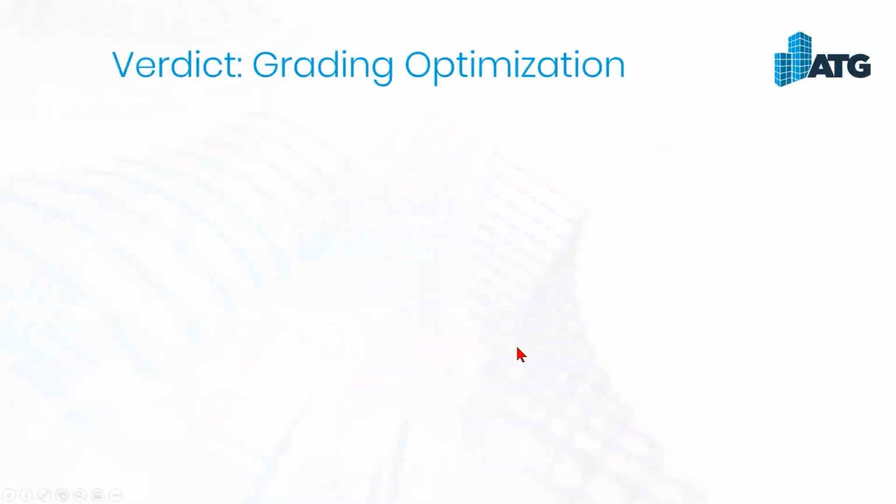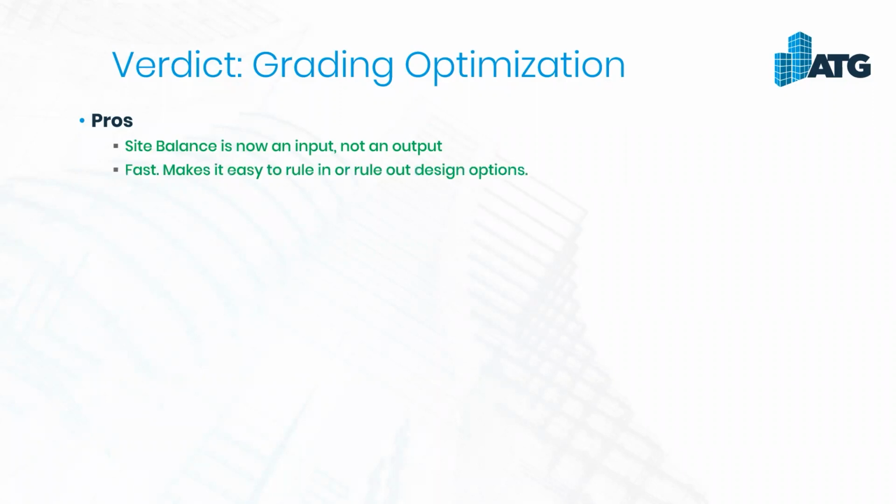So grading optimization. What do we know? What do we think? A couple of pros I've identified in my research with this tool so far. Number one, site balance is an input. It's no longer an output. That is a huge time sink for doing iteration on these designs. We can get close, we can make guesses, but often we can be off by 1 to 5,000 cubic yards once all is said and done. So this is going to help us get there a lot faster.